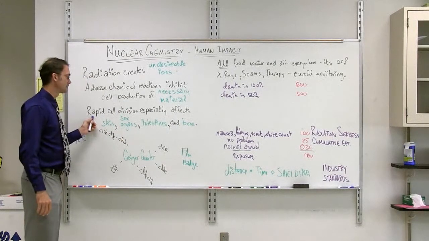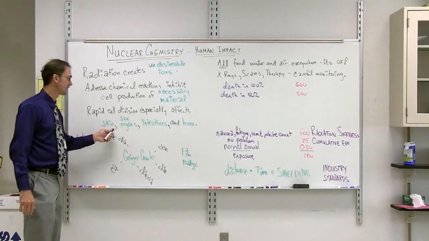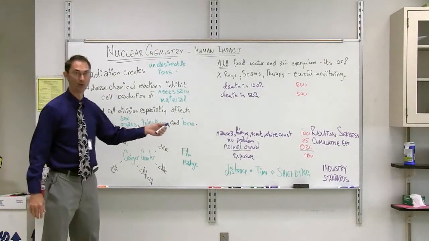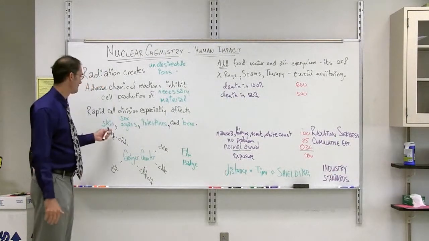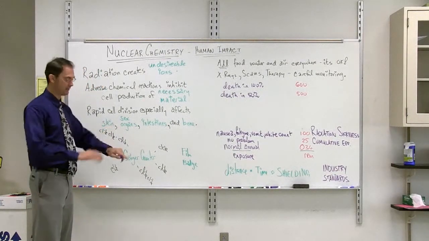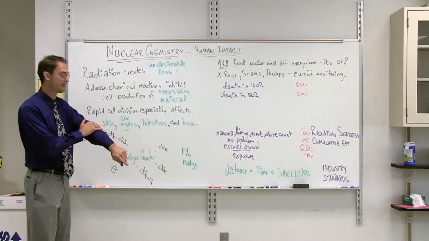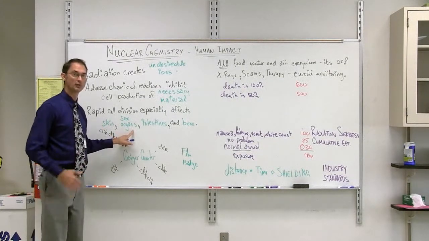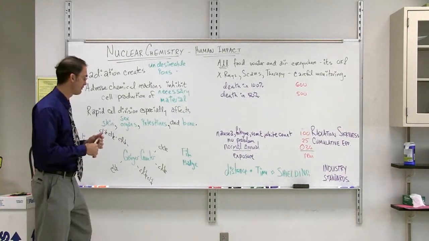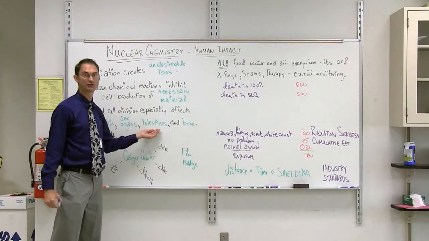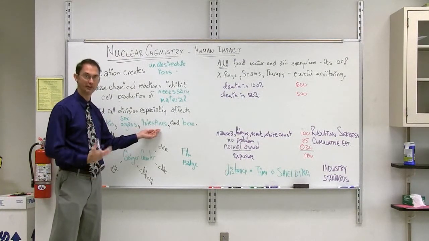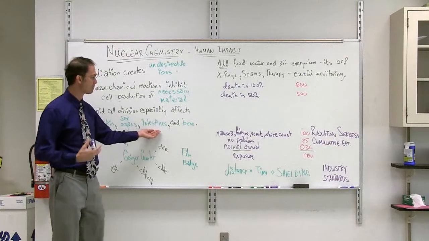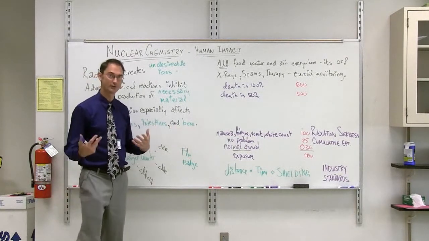Additionally, rapid cell division especially will affect skin, sex organs, intestines, and bone. So you can see immediately there are going to be problems with the surface of the body protecting the inside of the body from the elements, the sex organs from reproduction and normal hormone function, also the intestines from dealing with the processing of food to develop energy to power the body, and finally bone for structural integrity of the body.